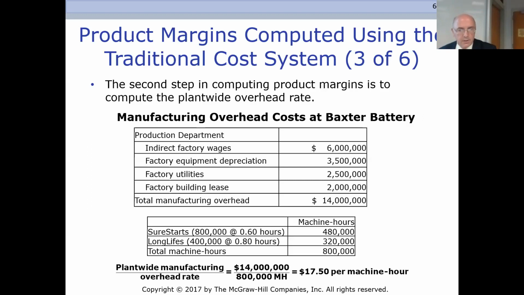Sure Starts again, 800,000 times 0.6. Where did the 0.6 come from? 36 minutes, right? 36 over 60 is 0.6 hours. And the 0.8 hours, that's 48 minutes. 48 over 60 is 0.8. So that's the total machine hours. So the plant-wide manufacturing overhead rate is whatever the total cost is, 14 million divided by 800,000 machine hours, or $17.50.